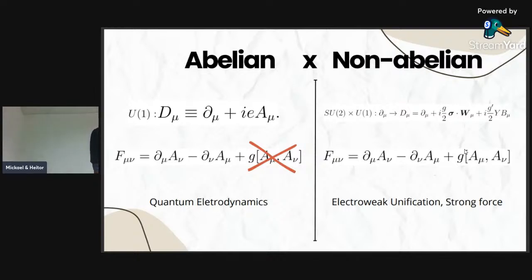An example of abelian groups, just like Heitor said, after spontaneous symmetry breaking, I have quantum electrodynamics. And in the non-abelian case, I have the electroweak unification, just like I was talking about. And of course, I didn't discuss it, but we also have the strong force, right? Which is represented by the group SU(3). That's it. That's the presentation. Thank you so much.